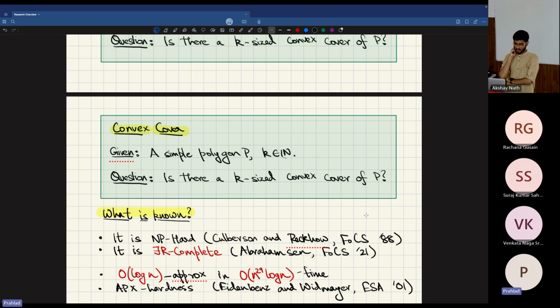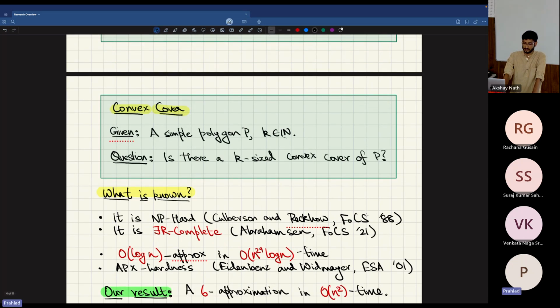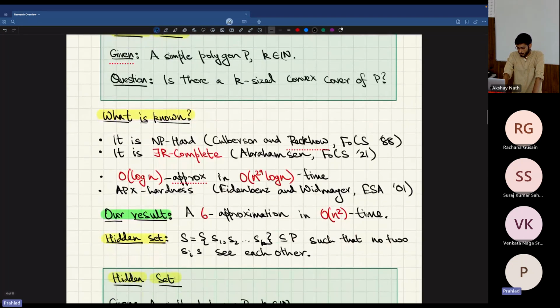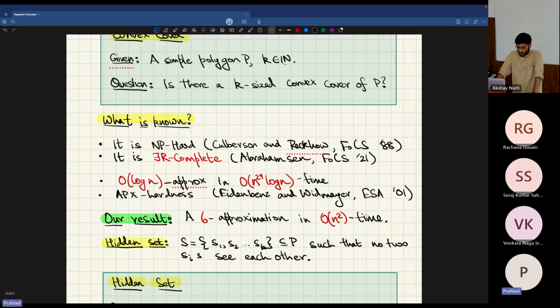But very recently, a couple of years back, Michael Abrahamson proved in FoCS 21 that it is actually existential R complete, which just means that it is equivalent to figuring out if a set of inequations with integer coefficients has a solution or not. Sorry, if it has a real solution or not. So that's for the complexity part of things.